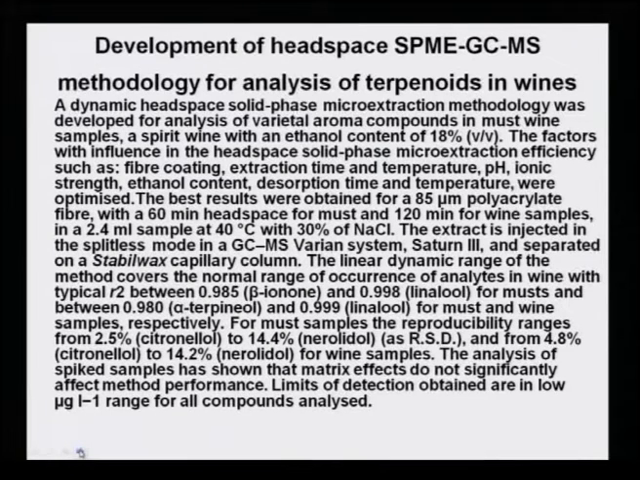So, you can see that for most of these samples the range was from 2.5% of citronellol to 14.4% of nerolidol and so on, and therefore, one could find out whether this wine sample has enough terpenoids to be able to be used as good wines. Limits of detection obtained are in the low range, that is microgram per gram range, for all compounds that are analyzed.